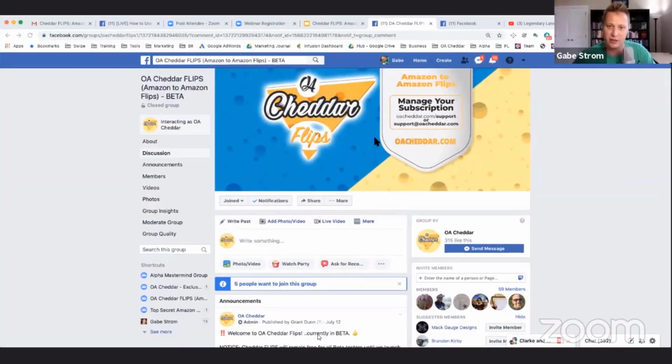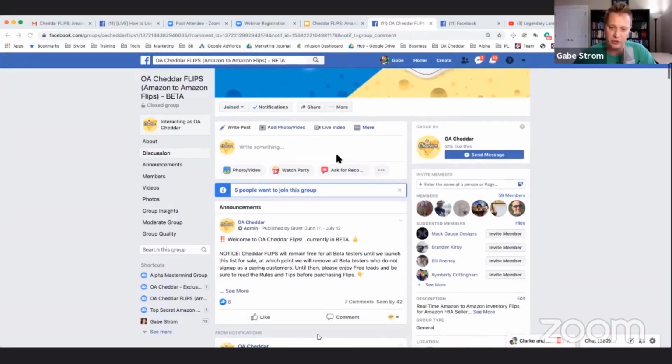And then if there's any spots left over, we'll open it up to the main Cheddar and you guys can grab those up this Friday. So this is what the group looks like.